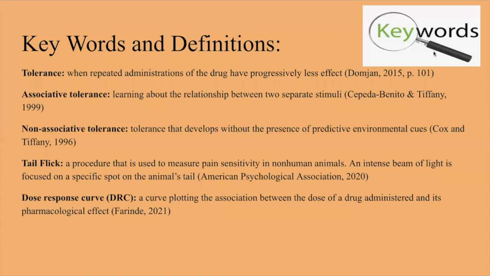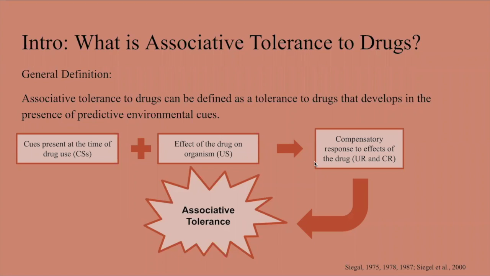Here are some keywords and definitions. Hi, this is Sophie. The definition of associative tolerance to drugs is tolerance to drugs that develops in the presence of predictive environmental cues.